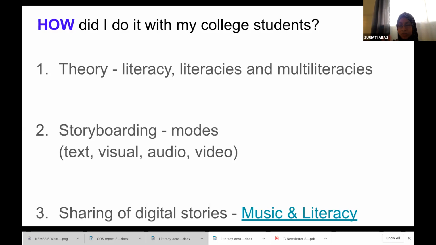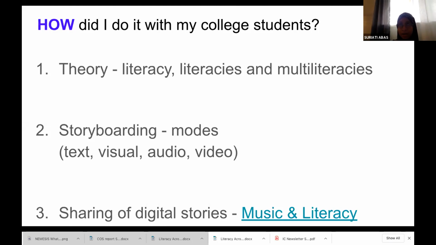Students were given the opportunity to write down what text they're going to have on slide 1, what kind of visual they're going to use, describing it, and whether they're going to include any form of audio or video. So these are the 4 different elements that they should have in the construction of a digital story.